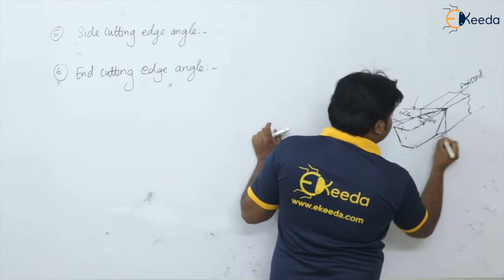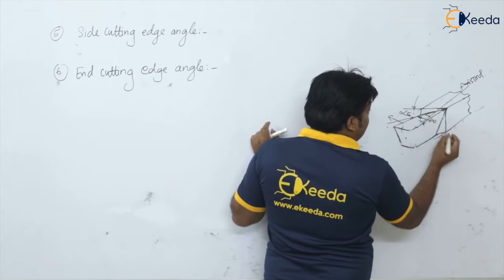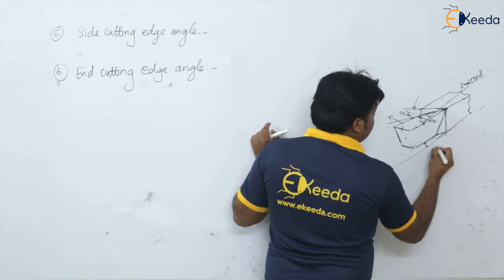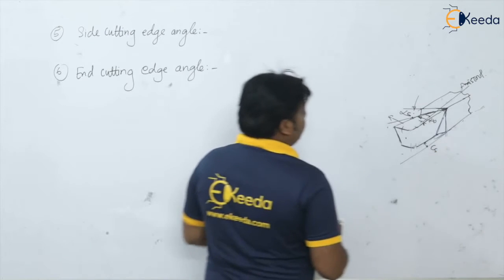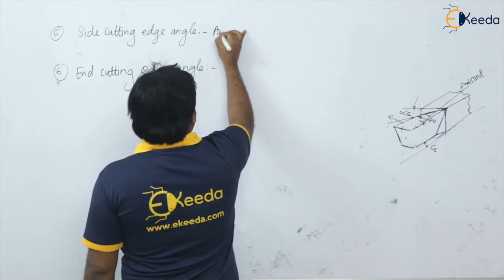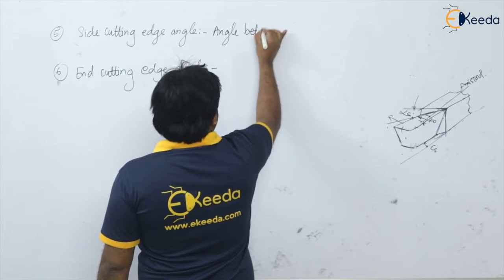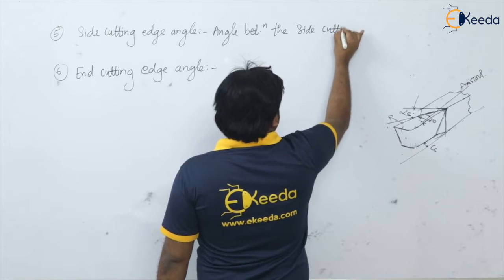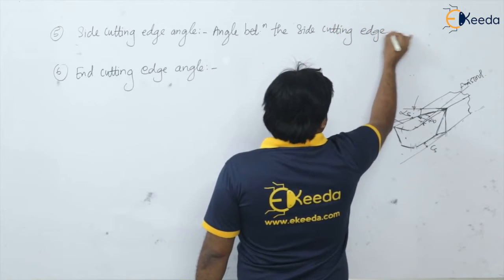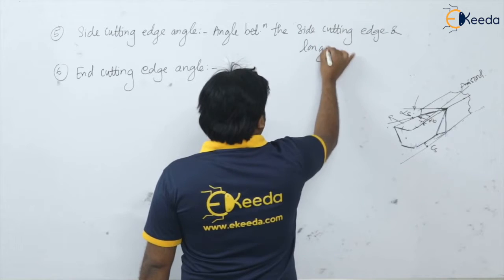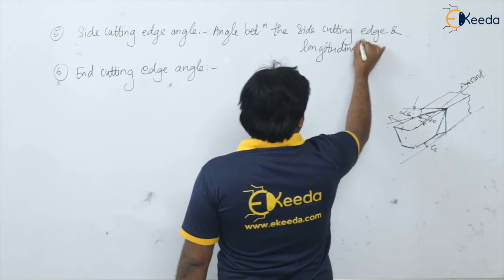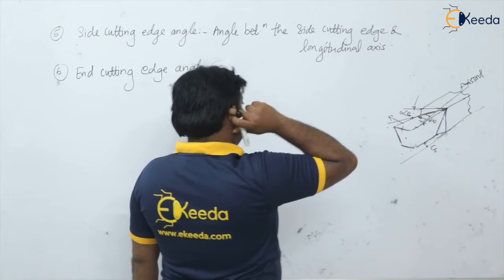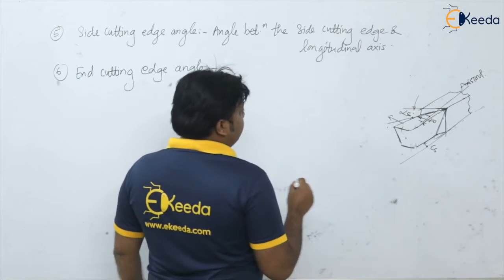I will rub this relief angle, so we can easily see here the side cutting edge angle. This is the angle between the side cutting edge and the longitudinal axis. This is the CS. The angle between the side cutting edge and the longitudinal axis is our side cutting edge angle. And now the end cutting edge angle.